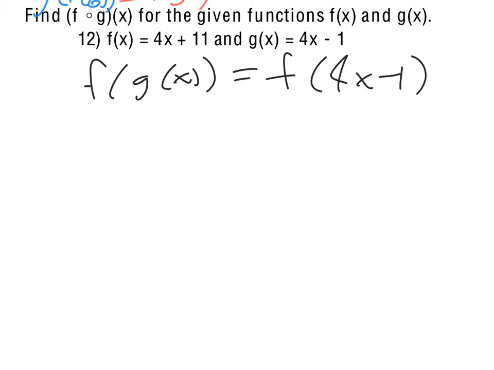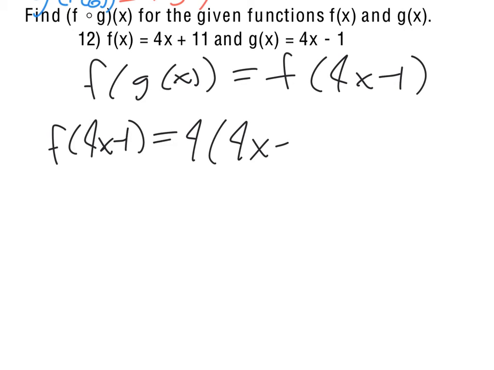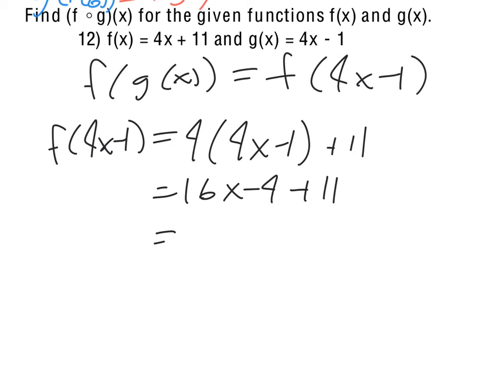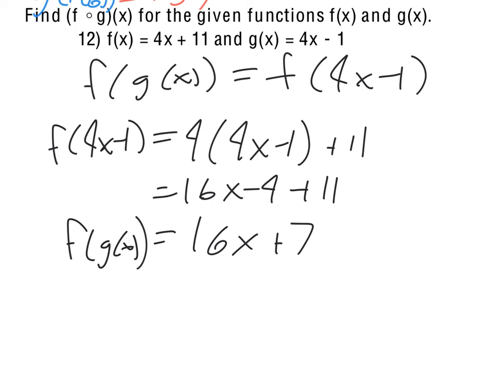So in my f of x function, I take and replace the x with 4x minus 1. I have to distribute my 4, so I get 16x minus 4. Add the 11 to the minus 4, so 16x plus 7. So that's what f of g of x equals, is 16x plus 7.